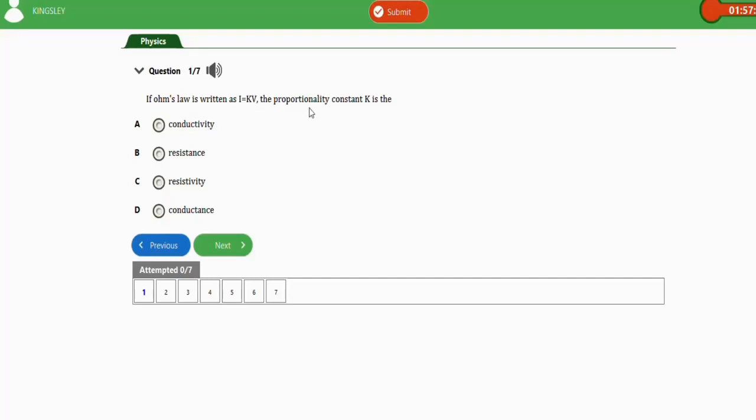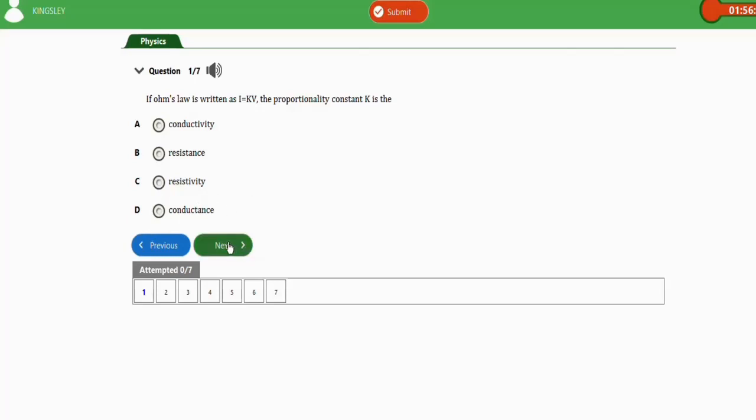The first question I have here says, if Ohm's law is written as this expression, the proportionality constant K is the what? We have A, conductivity, B, resistance, C, resistivity, D, conductance. So guys, the correct option to this question is option D, which is conductance. Conductance is the inverse of resistance. So that's the correct option to this question, conductance.